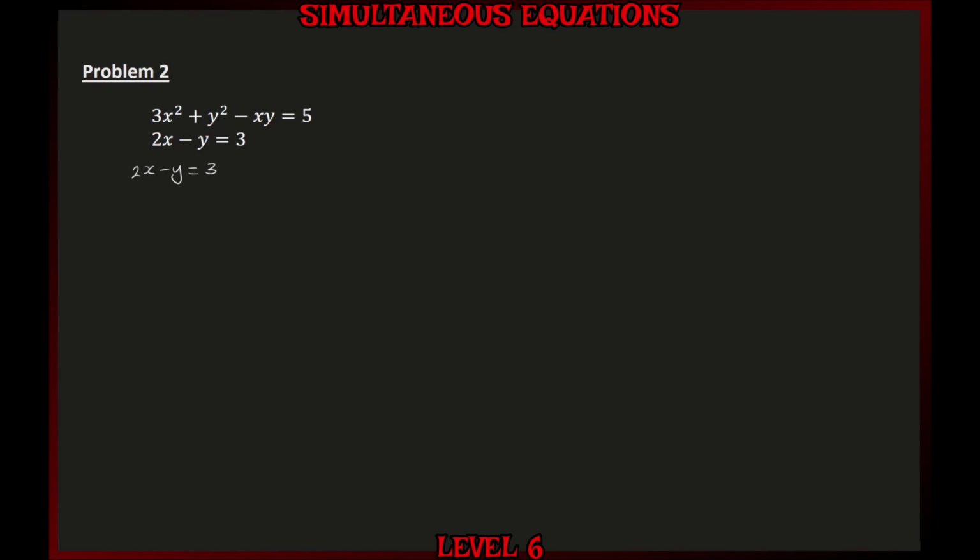And we can do this in 2 steps. First, we can add y to the left and do the same to the right. This is going to remove the minus y from the left and make a positive y on the right hand side. So this gives us 2x is equal to 3 plus y. And now we can remove the 3 from the right, and we can do this by subtracting 3 on both sides. So we have 2x minus 3 is equal to y. So y is now the subject.